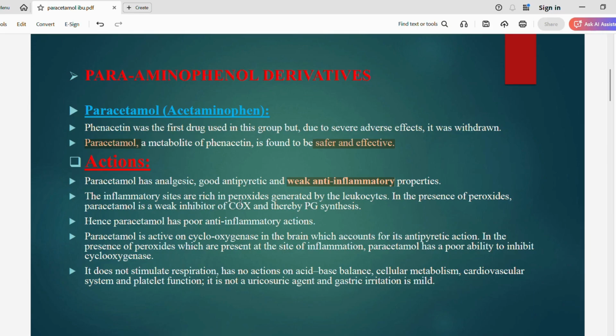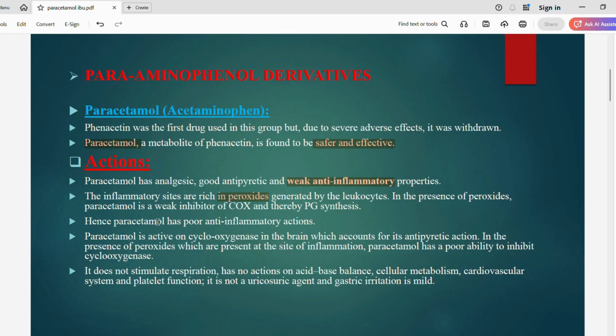The inflammatory sites are rich in peroxides generated by the leukocytes. So, in presence of peroxides, paracetamol is a weak inhibitor of COX and thereby inhibits the PG synthesis. So the inflammatory sites are full of peroxides. Peroxide is generated by leukocytes, so these inflammatory sites are more full of peroxides. So in presence of peroxide, paracetamol will inhibit cyclooxygenase, but there will be a lesser effect of the paracetamol due to the peroxides.